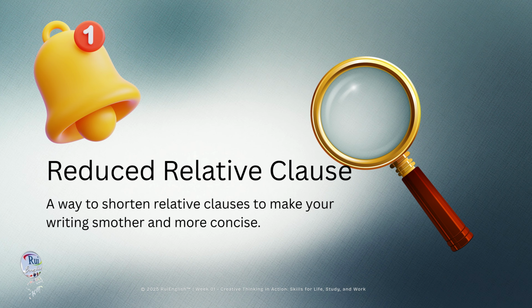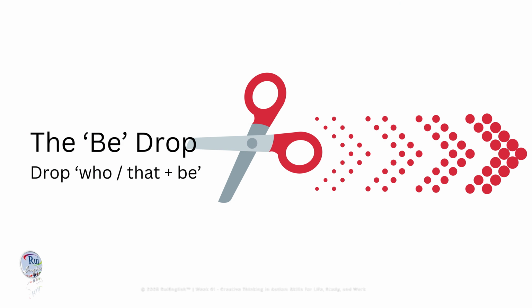Okay, so the official grammar term for this is a reduced relative clause. I know, don't let the name scare you. All it really means is a shorter, more elegant way to describe something by snipping out a few words. Let's break down exactly how it works.